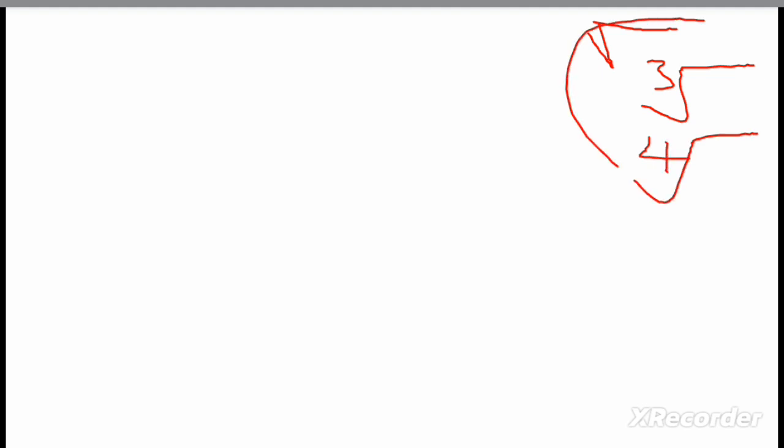Radicals are roots. For example, you have got this. This is a square root. You can have something like this. This is a cube root. You have this. This is the what? A fourth root. All of these, they are called radicals. So in rationalization, we are removing radicals.